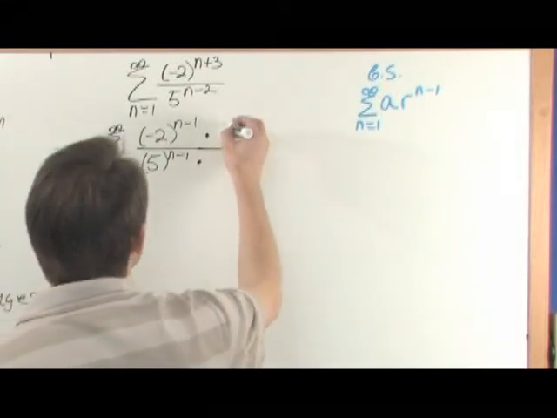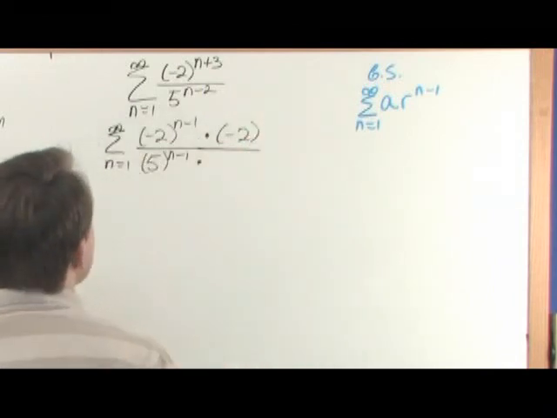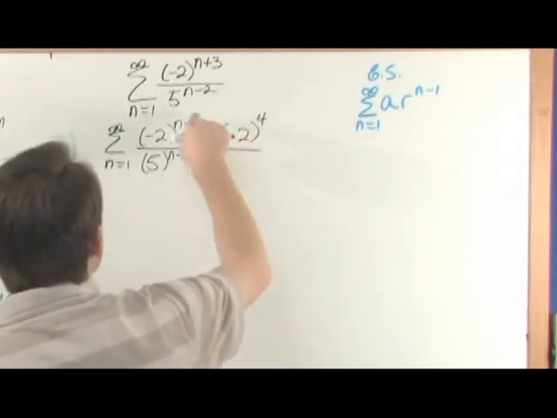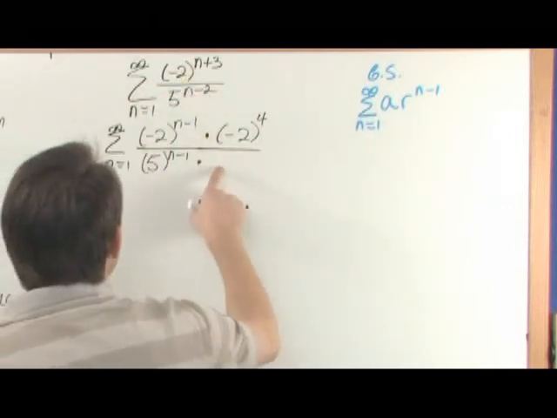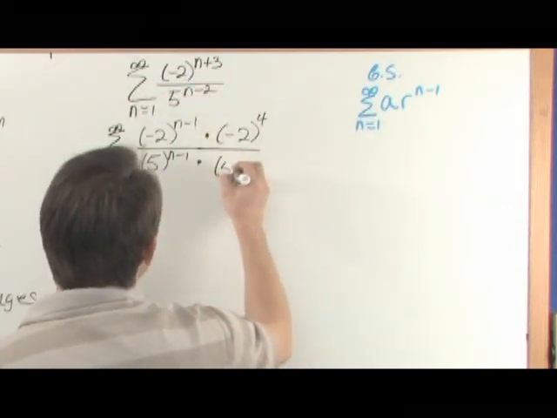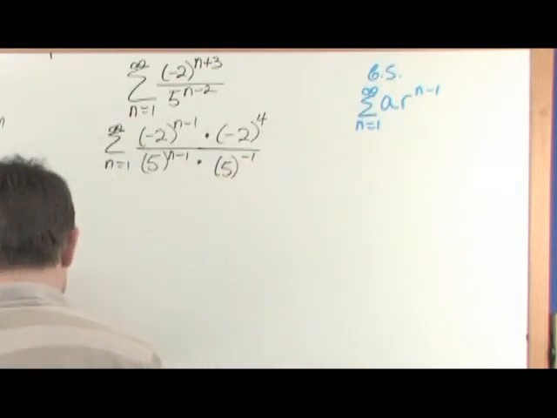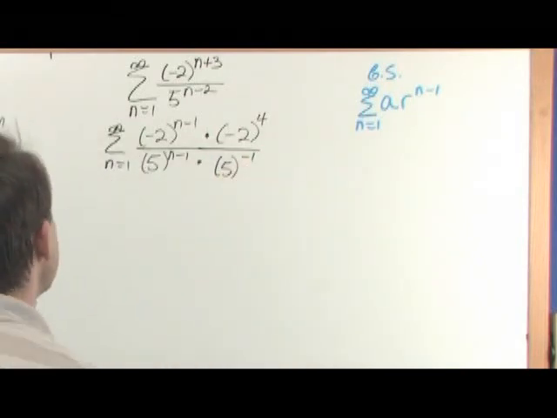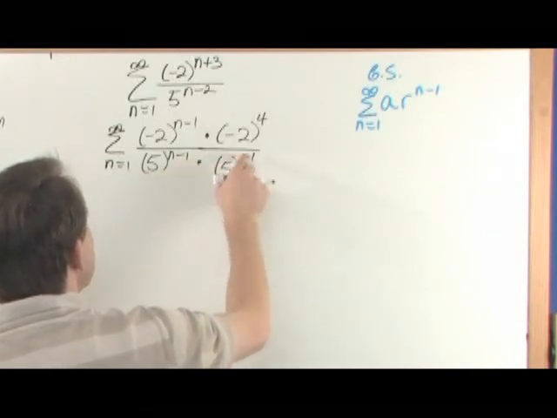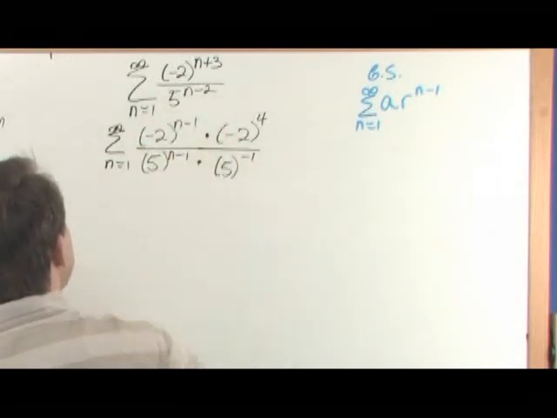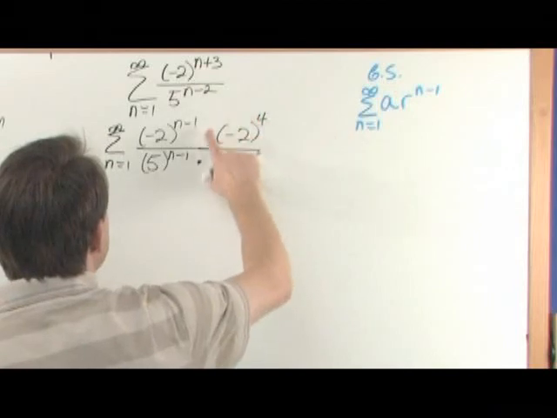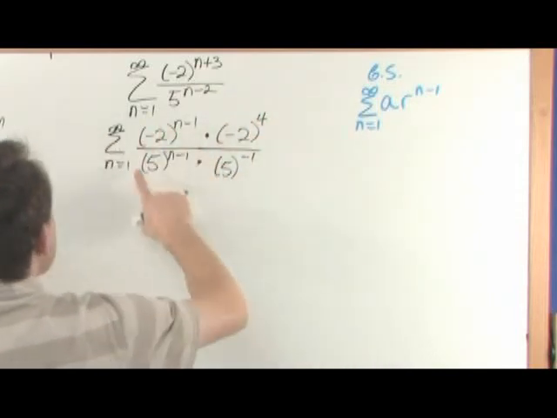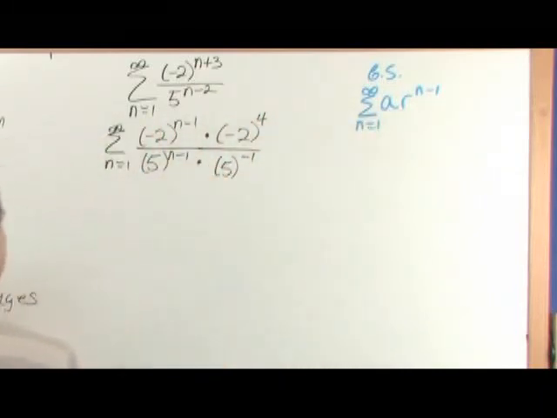Well, I would have to multiply this by (-2) to the 4th power, because 4 plus n minus 1 gives me n plus 3. If you simplify this, you're going to get this back. On the bottom, I would have to multiply by 5 to the -1. Because if I were to try to simplify this, n minus 1 plus -1 gives me n minus 2. And that's exactly that. Okay? So this looks like it's shaping up to be a constant, and this looks like it's shaping up to be in the form of a geometric series.